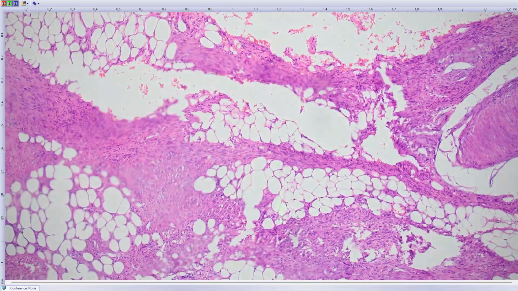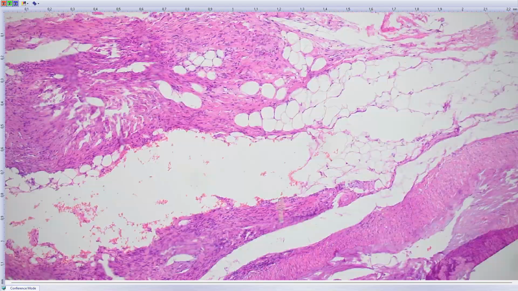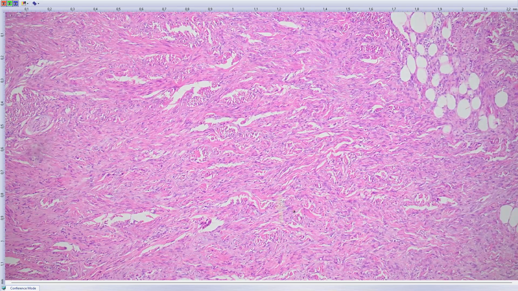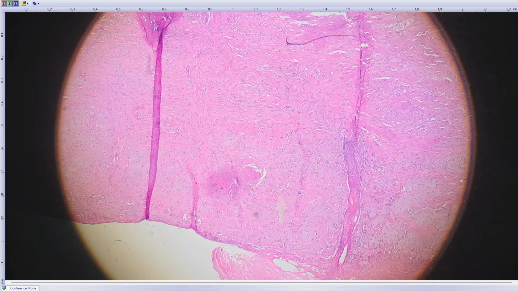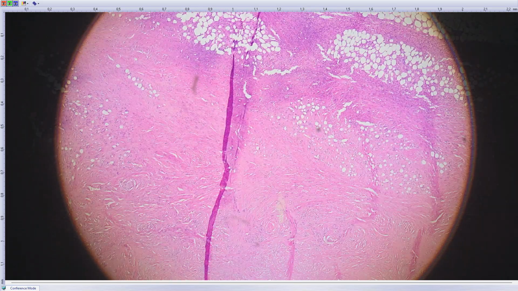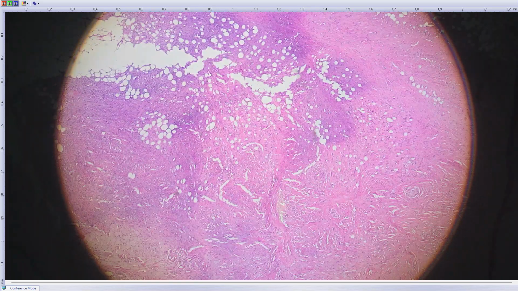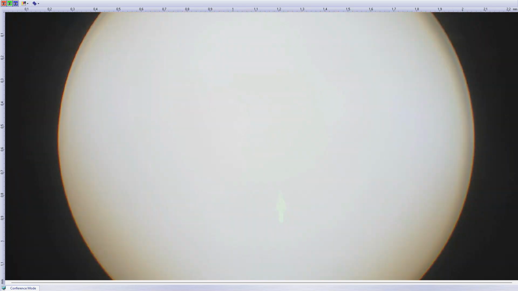Definitely the first thing you should exclude is some spindle cell melanoma. So you need some immunostains, S100, SOX10, HMB45, and everything was negative. The next thing you can think about is some leiomyosarcoma, so you should do some caldesmon, which is also negative.